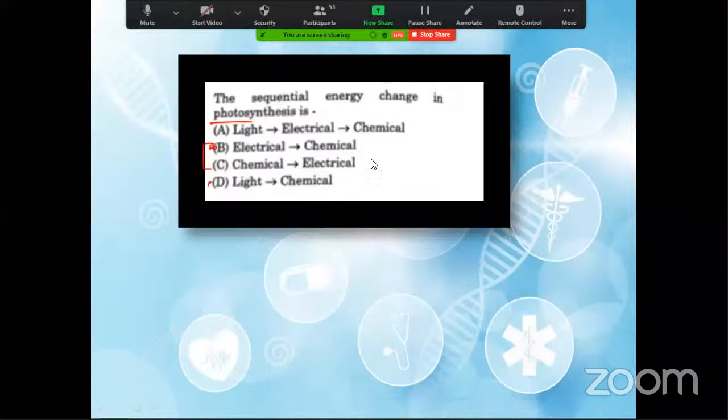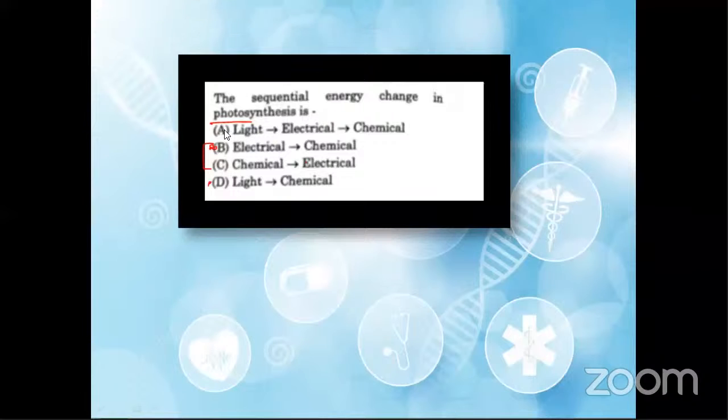B and C does not have light in it, so how can it be the answer? How can that be the answer? Yes, ma'am. ये answer में ही नहीं हो सकता. Exactly. So B and C is totally cut. We are going to cut this one.